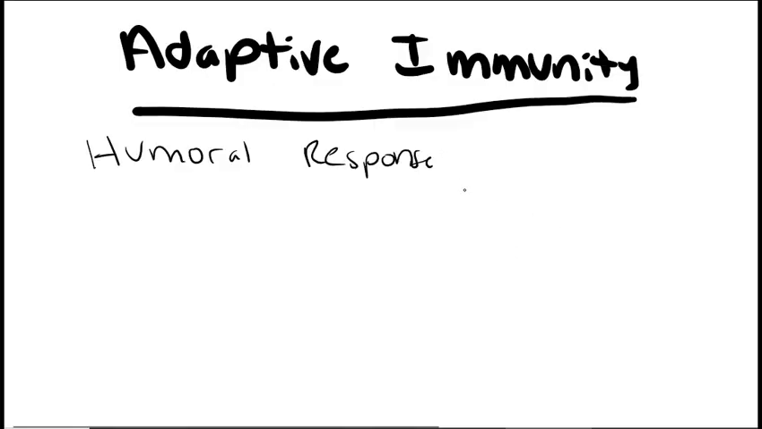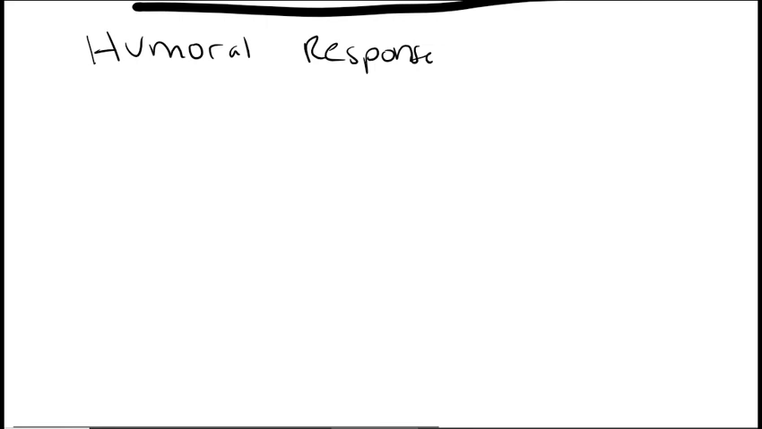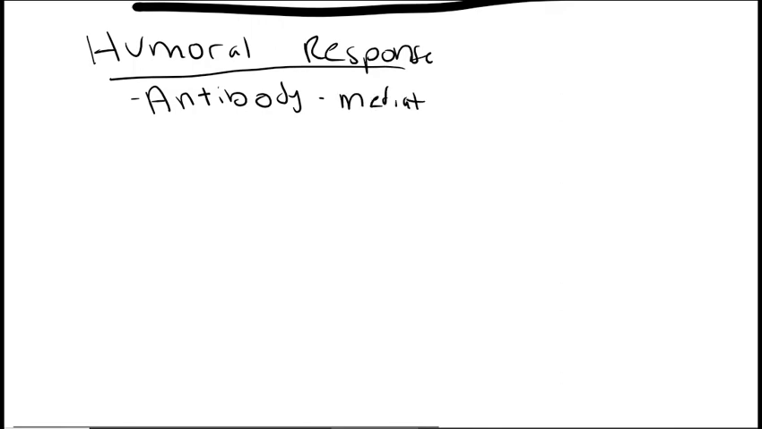In this video, we're going to talk about adaptive immunity, and we're specifically going to talk about the humoral response. So, some features of the humoral immune response. This response is going to be antibody mediated. This response is going to respond to extracellular antigens or pathogens.